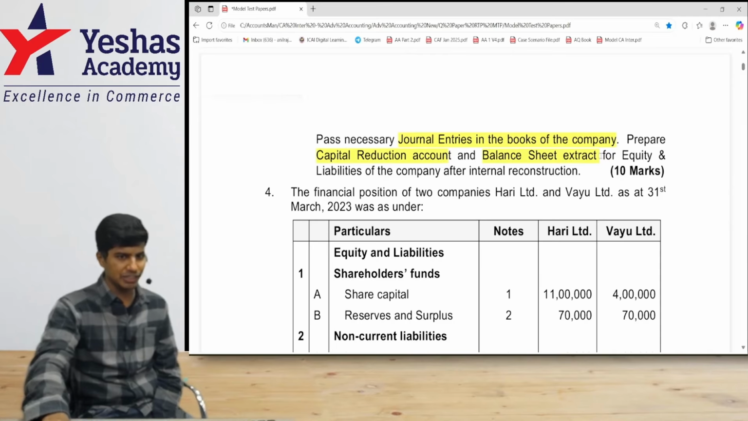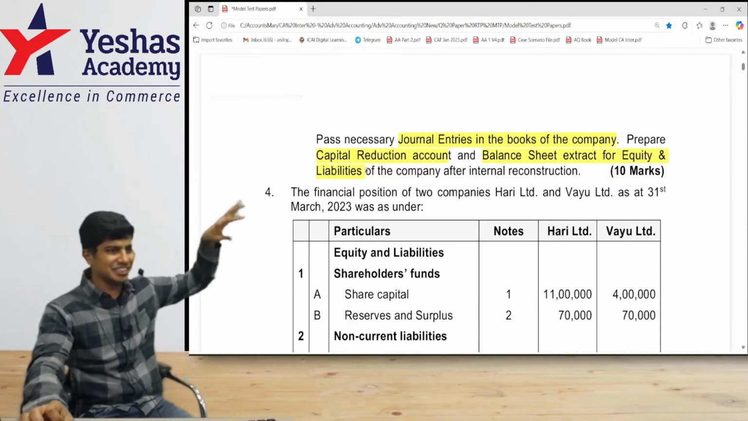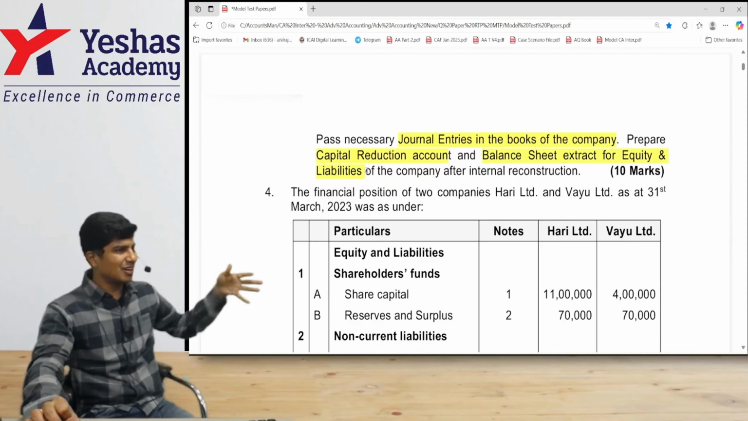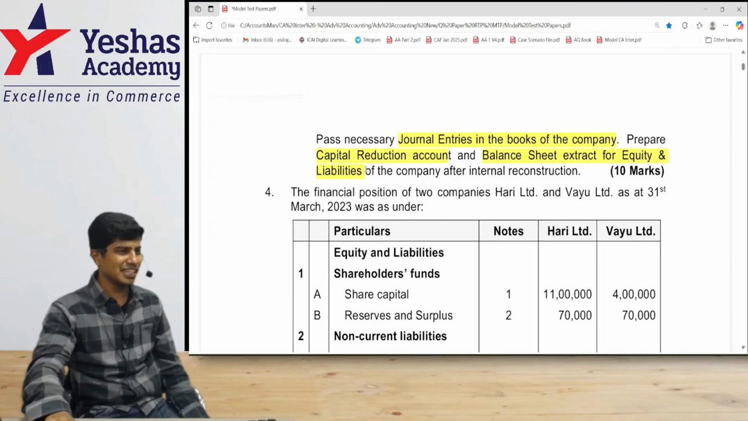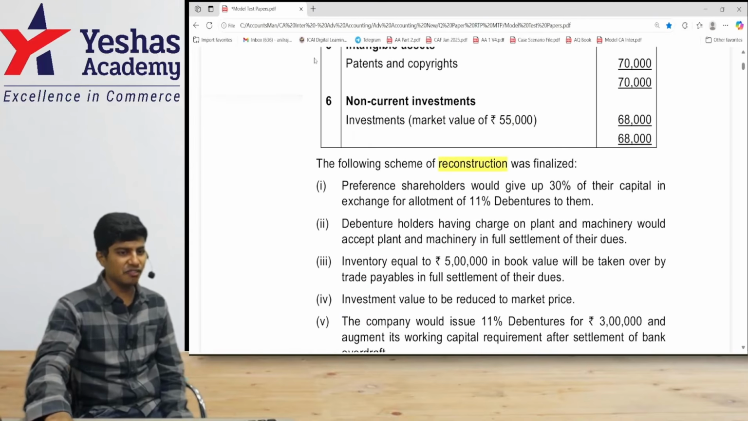They don't want the full balance sheet. It is required only for equity and liabilities. Asset side not required. Only equity, share capital, and then the share capital adjustment, reserves and surplus, long-term borrowings, other current liabilities, and current liabilities for the sum. Easy. Let's start.